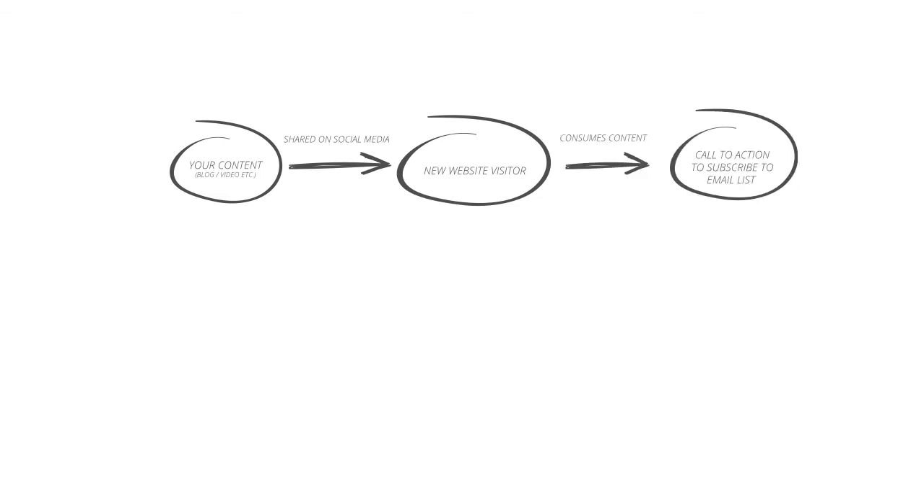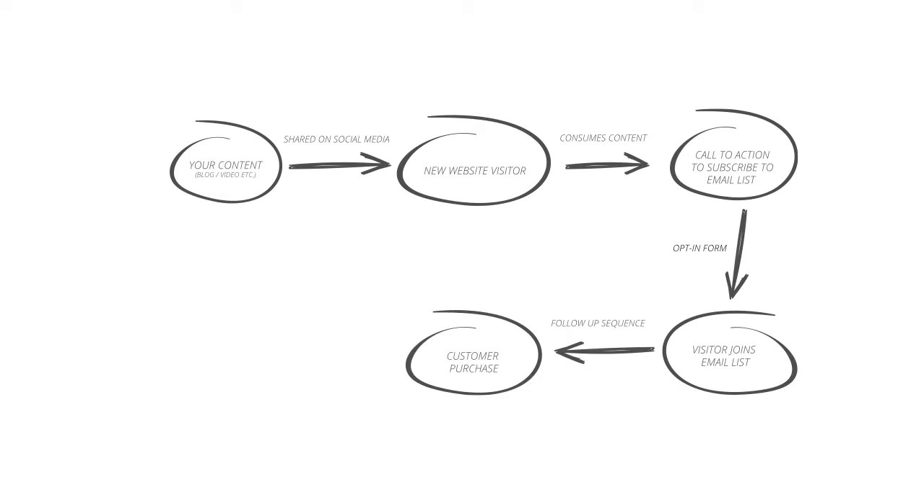So someone sees your content on social media or your blog or a video. It's shared on social media. Now you have a new website visitor. They consume the content. They think your content's great. It's marvelous. And they see your call to action to subscribe to your email list. So they've seen your opt-in form and the customer joins your email list. Now they're sent a follow-up sequence after you've given them a freebie like a free ebook or a discount code or something like that, and that's when the customer makes a purchase.